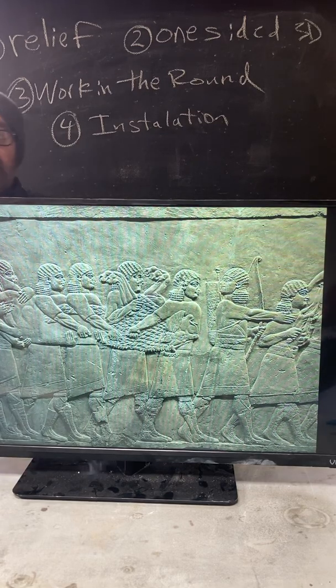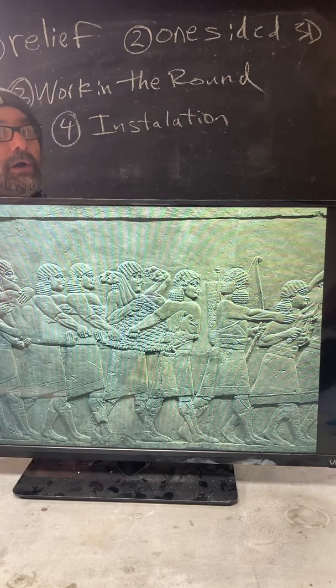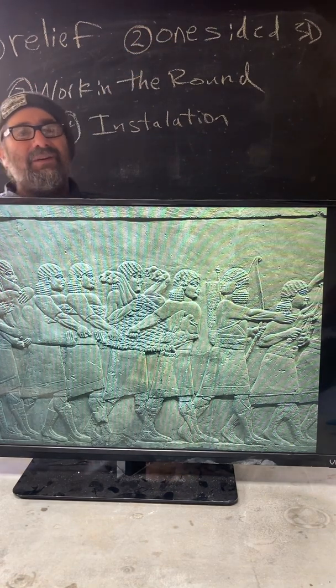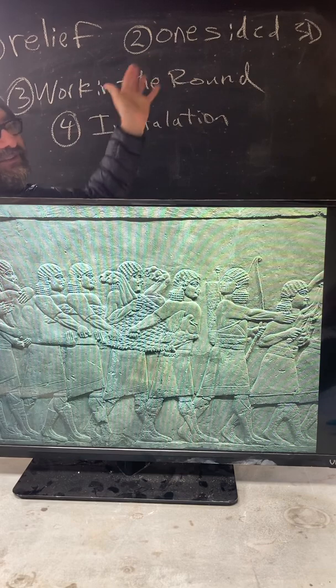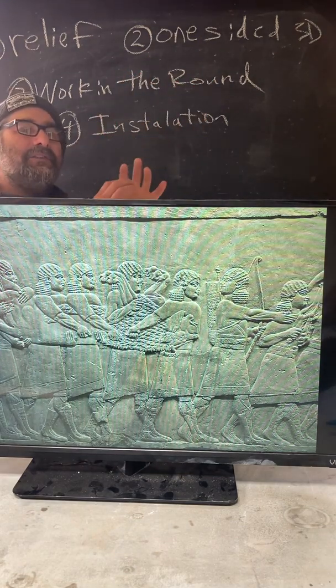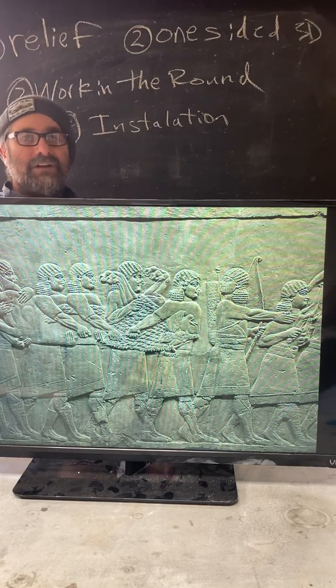All right, little wrap-up lecture on the degrees of dimensionality. Basically, we're dealing with four basic categories: relief, one-sided 3D, work in the round, and installation. Now, these bleed into each other, and there are others, but to just have this common framework helps you understand degrees of dimensionality, and then you can fill in the gaps.